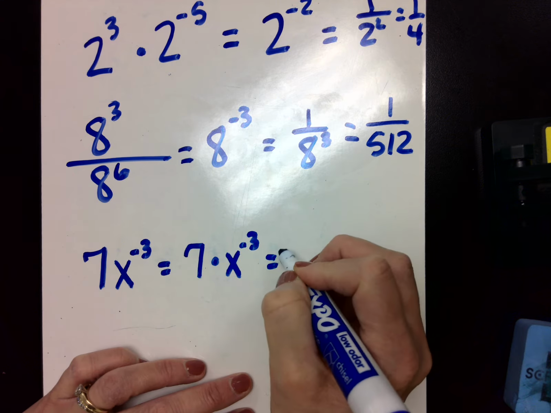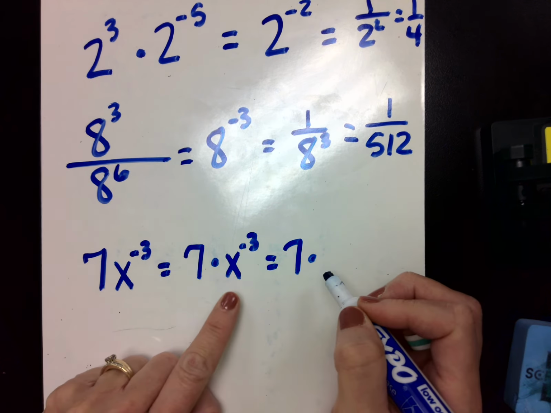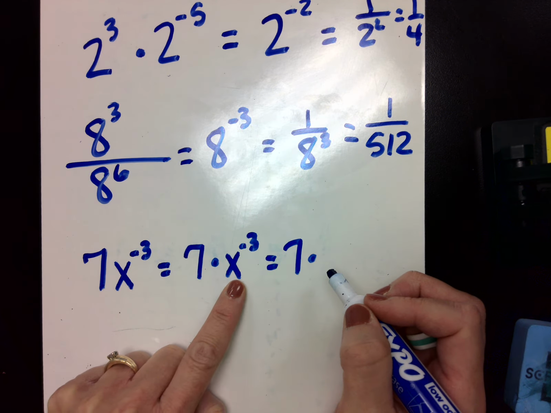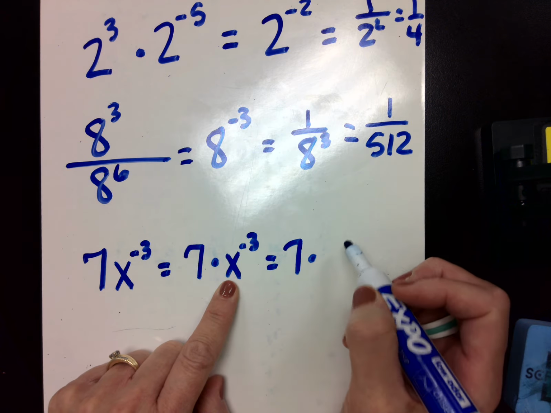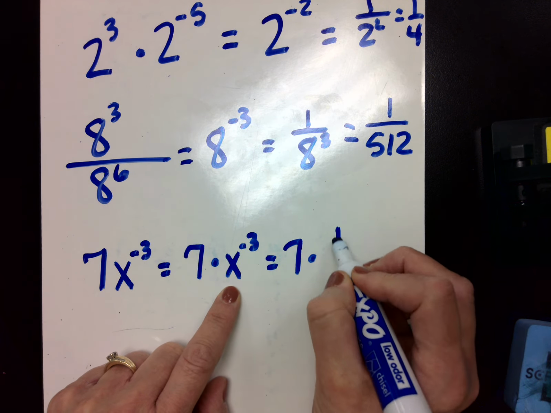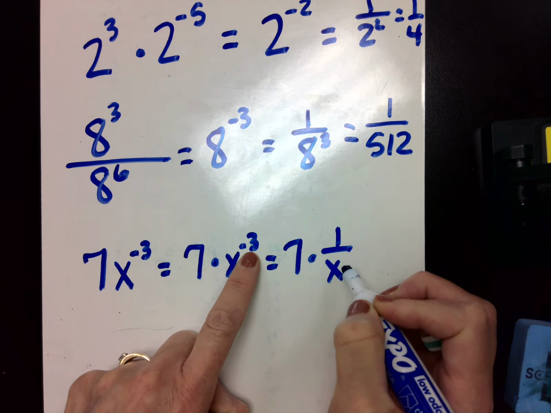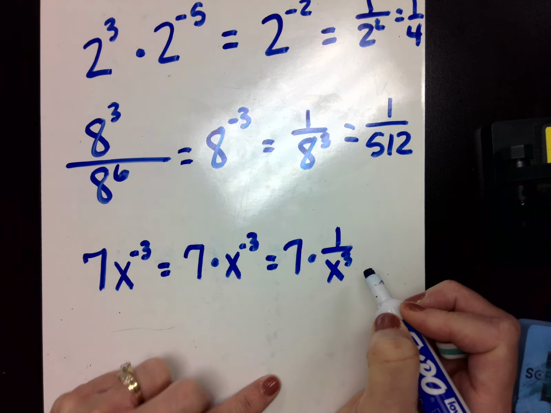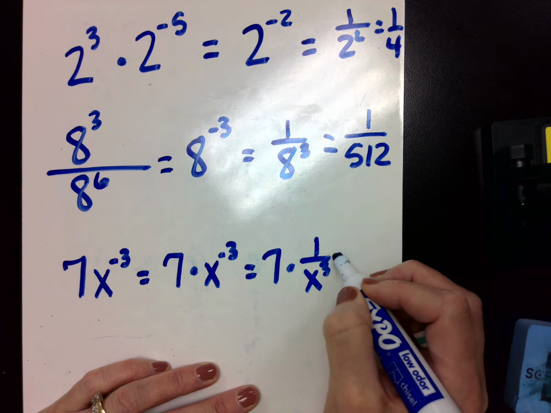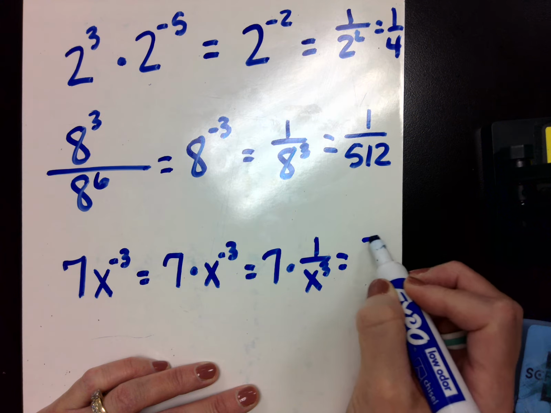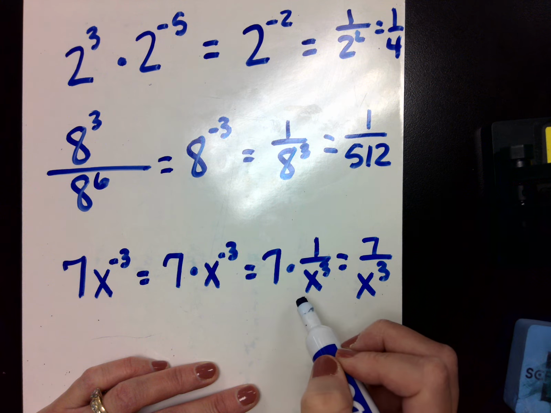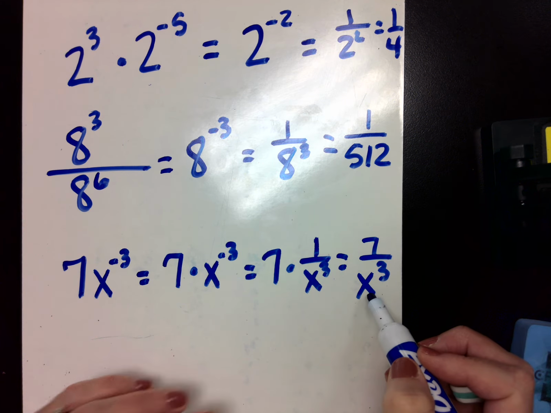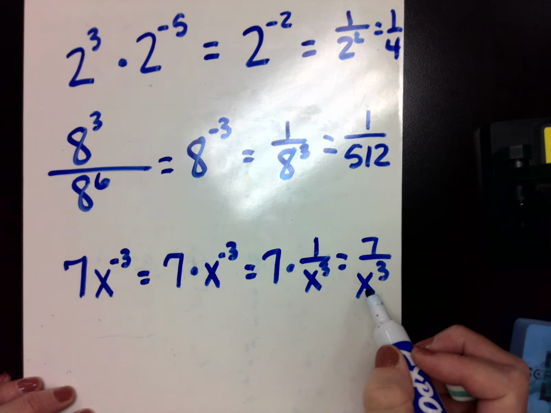Well, that would be 7 times, and I have to flip my base because I have a negative exponent. They don't want us to leave it that way. So I want to flip my base. So instead of x over 1, I have 1 over x, and I keep my exponent with the x. When I do this math, I end up with 7 over x cubed. I multiply my numerators, multiply my denominators, and I get 7 over x cubed, and that's my final answer.